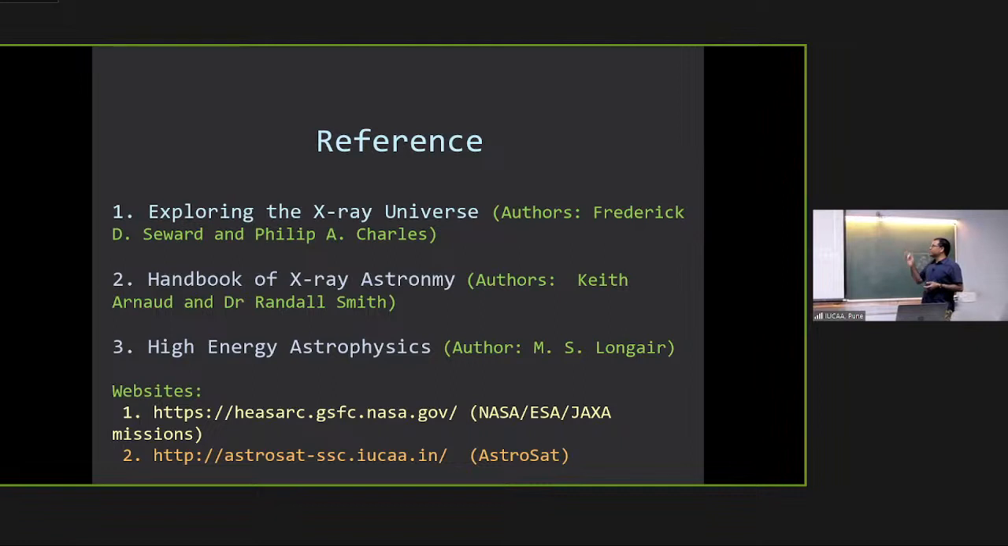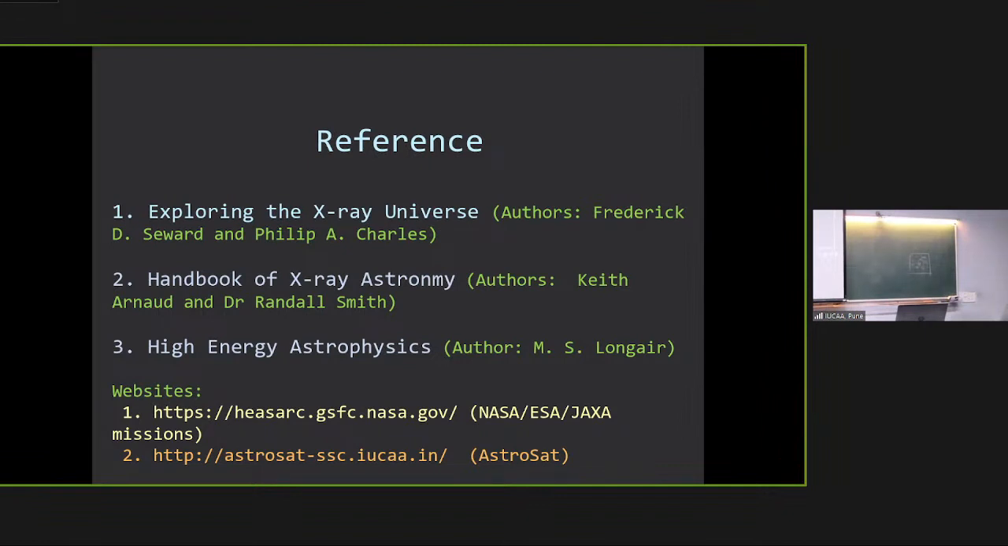At a PhD level or even MSc level, if you are really working on this, that's very good. And besides these three books, there are of course websites where you can familiarize yourself. For example, NASA's high energy website, HEASARC, lists all the X-ray missions and satellites, the past ones and the current ones. If you are interested in research in X-ray astronomy, you can visit the website.